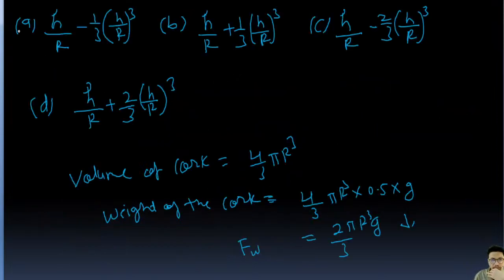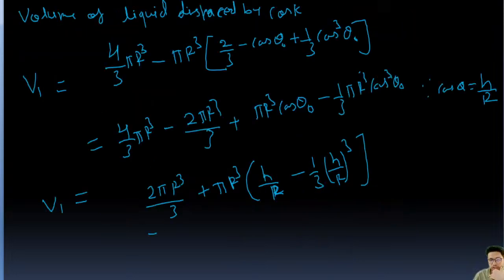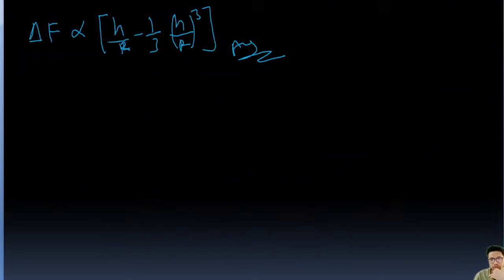Option number A is matching, right? h upon r cube minus 1 by 3 h upon r whole cube. Okay, so very good question, guys. I would request you revise this question and practice it. This question is based on Archimedes principle.